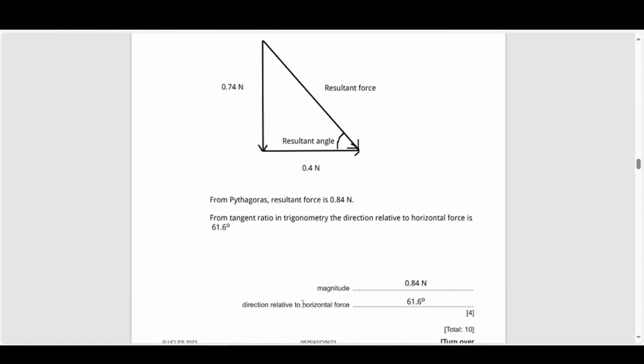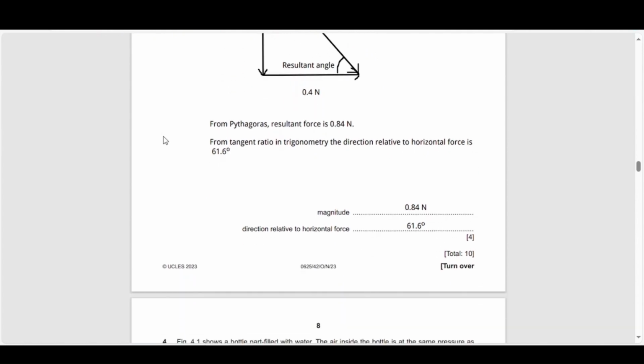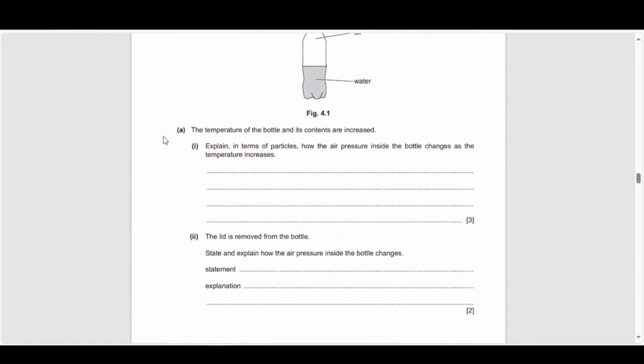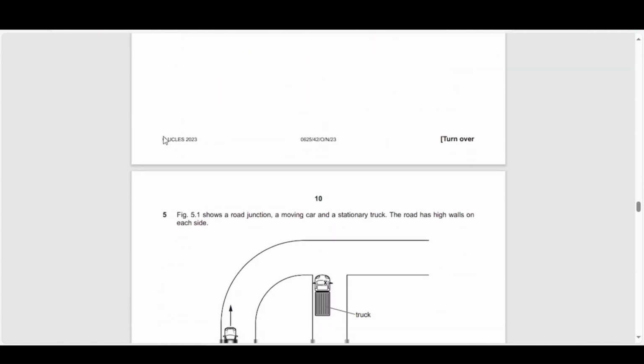Okay, so in this particular case, they have asked you for the angle relative to the horizontal. Sometimes they can ask you for the angle relative to the vertical. So again, you can use the tan ratio, but the opposite would now be the 0.4, and your adjacent would be the 0.74 newton sides. So hopefully that makes sense. The rest of these questions are not related to forces and motion.